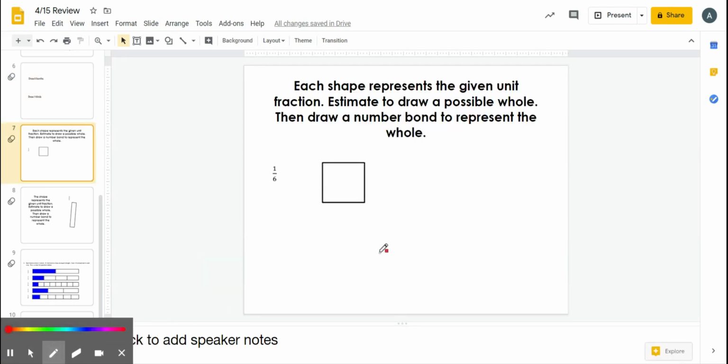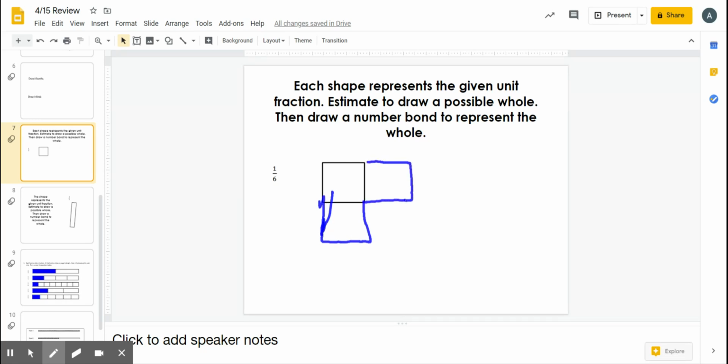So here I have one square that represents 1/6. If I have 1/6, how many equal parts do I have in my shape? That's right, I have 6. So I'm going to draw 6 boxes: 1, 2, 3 boxes, 4 boxes, 5 boxes, 6 boxes to represent my shape.